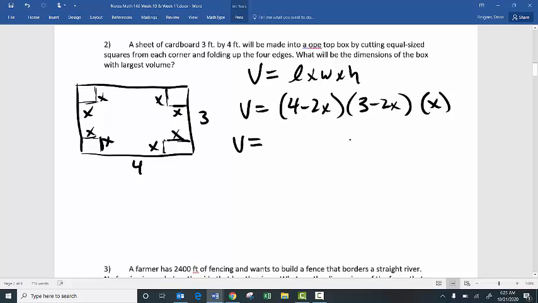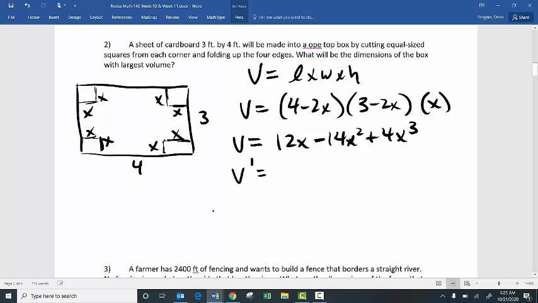So what you do then is multiply this all out. When you multiply this all out, you get 12x, and then in the middle you get 6x and 8x. It's going to be negative, so that should be a negative 14x squared. So you're multiplying the x through at the same time. And then 2x times 2x is 4x squared, so it'll be 4x cubed. Okay? So now, you only have two variables, so you're ready to take the derivative.